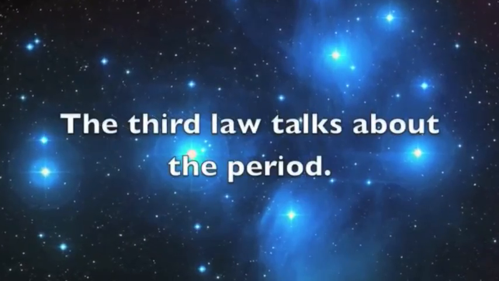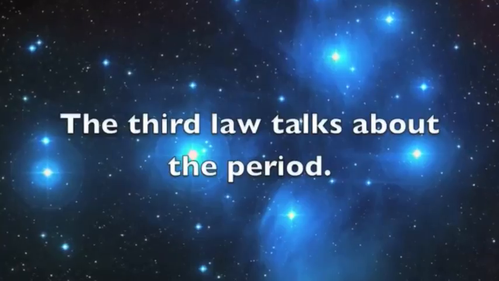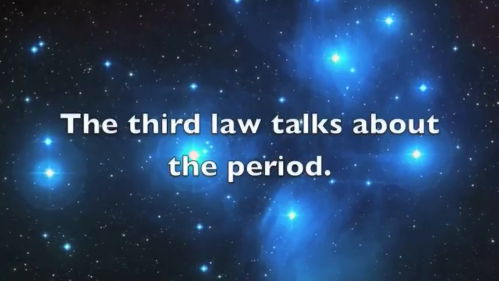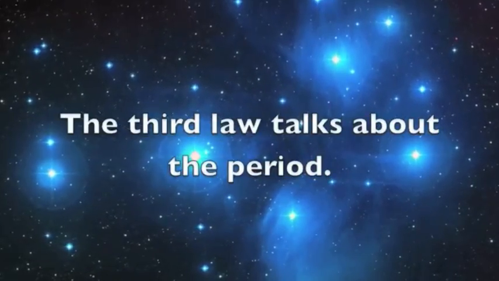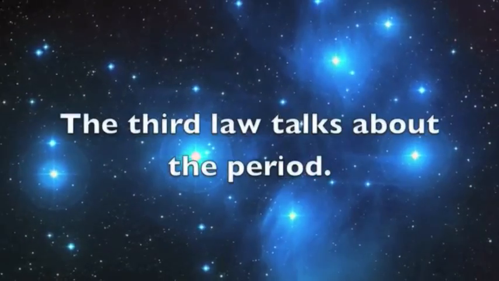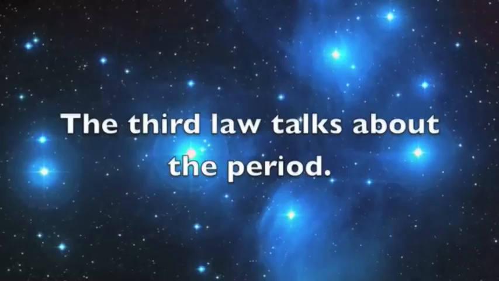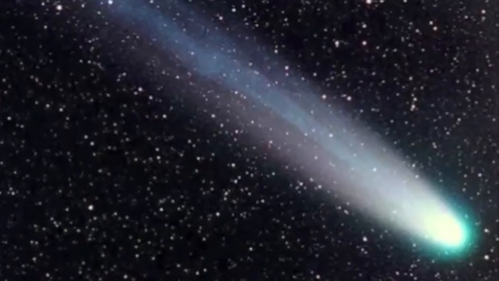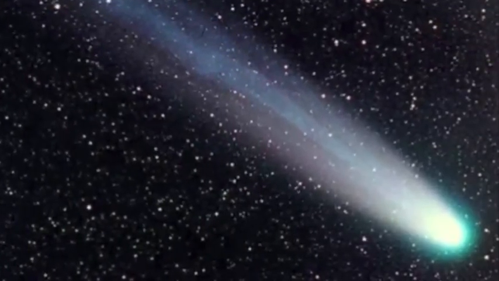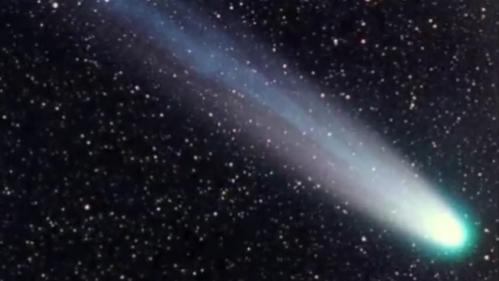Finally, in his third law, he stated that the square of the orbital period of a planet is proportional to the cube of the average distance from the planet to the sun. T squared equals 4 pi squared over capital G times the mass of the sun, times r cubed. The third law can be applied to any large body and its system of satellites by replacing the sun's mass with the body's mass.